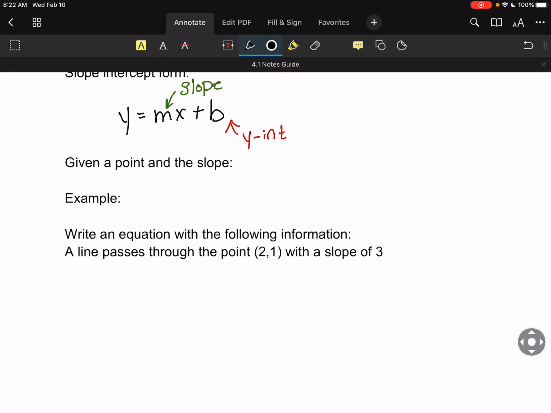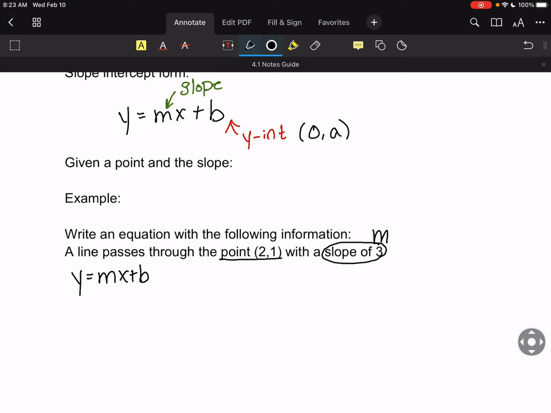Okay, so first example, write an equation with the following information. A line passes through the point (2, 1) with a slope of 3. So I want this in the form y equals mx plus b. I know that my slope is 3, so that is my m value, but I'm given this random point, and that point isn't the y-intercept. Remember, our y-intercept points are going to have 0 in the x value, and I have a 2 in the x value right now, so that's not my y-intercept.